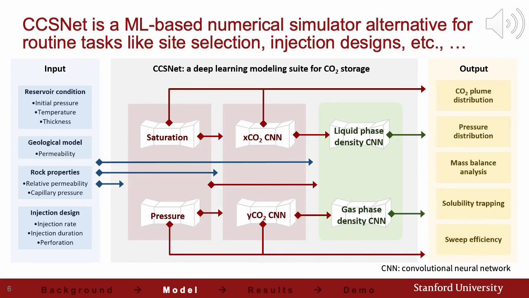Then we define the essential outputs for CO2 storage, including CO2 plume distribution, pressure buildup, mass balance, solubility trapping, as well as sweep efficiency factor. And then we design the CCSNet with a sequence of machine learning models to predict all of the outputs on the right-hand side.